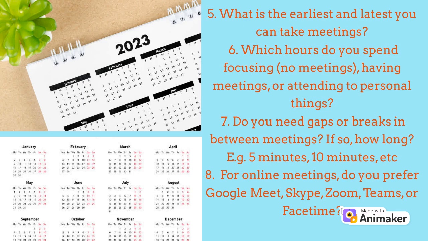What does your normal day look like? Which times work for you to have meetings? What is the earliest and latest you can take meetings? Which hours do you spend focusing, no meetings, having meetings, or attending to personal things? Do you need gaps or breaks in between meetings? If so, how long? For example, 5 minutes, 10 minutes, etc.